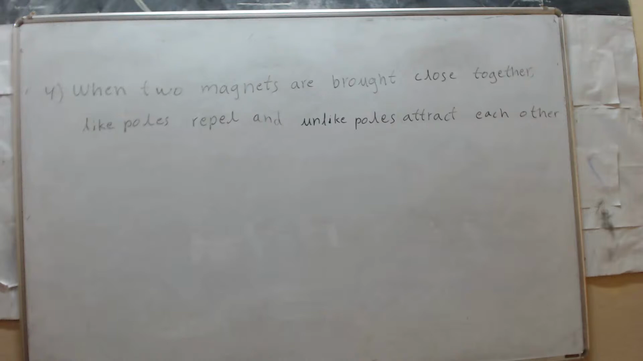These are the properties of the magnets. So next, move to properties of magnetic field lines.